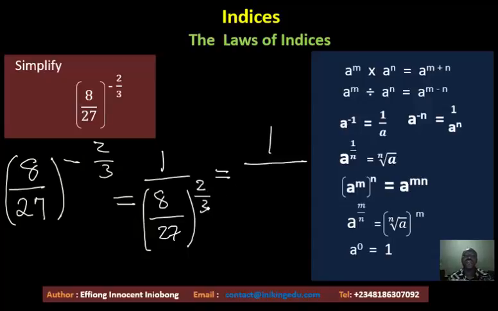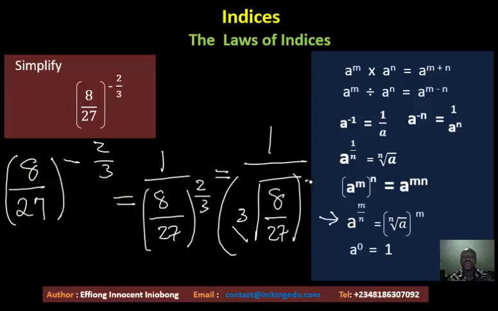Now, when we have 2 over 3, what does it imply? It means the cube root of, what rule am I applying now? I'm applying this rule: a raised to the power m over n is the nth root of a, all raised to the power m. So 8 over 27, all raised to the power of 2 over 3, is the cube root of 8 over 27, all raised to the power of 2.